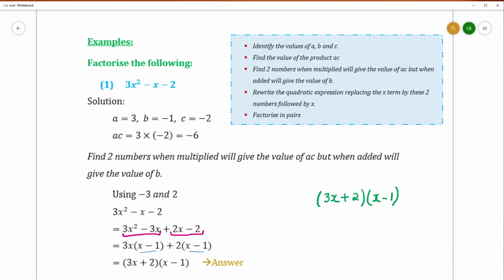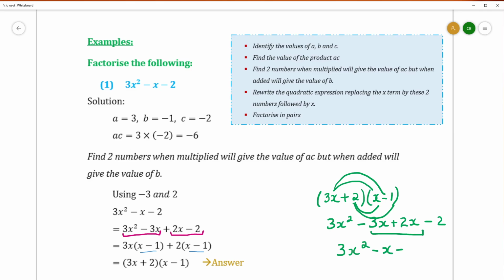So expanding the brackets of our answer, 3x multiplied by x will give us 3x squared. 3x multiplied by minus 1 will give us minus 3x. 2 by x will give us 2x. And 2 by minus 1 gives us minus 2. And just simplifying this part of it, we'll have 3x squared minus x minus 2. And this is the question that we started with. And once we have gotten back that equation, it means that our factors would be correct. So this is your final answer for this part.